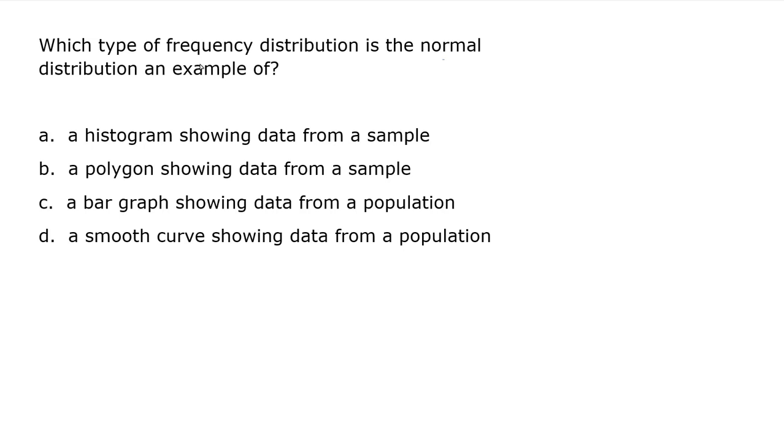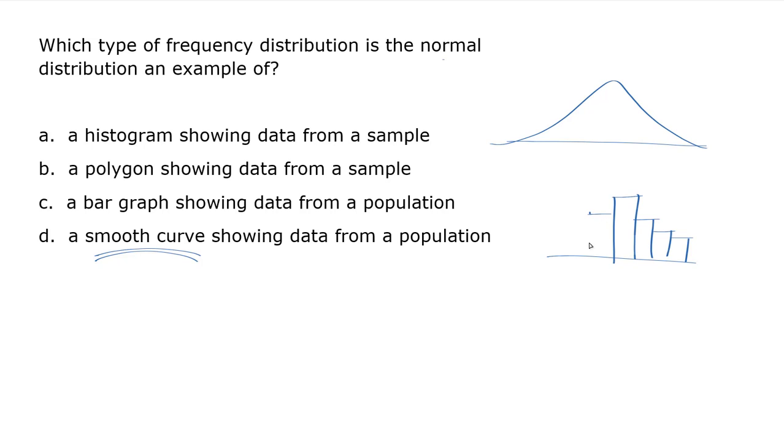Okay, so the normal distribution looks like this. And it's definitely a smooth curve as opposed to a histogram or a bar graph or a polygon. Actually, let's leave polygon out for a minute because it does kind of look like a polygon. So I'm going to rule out histogram and bar graph simply because those are noticeably blocky in their appearance.